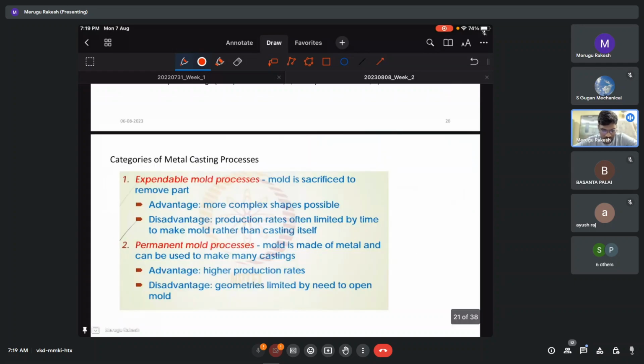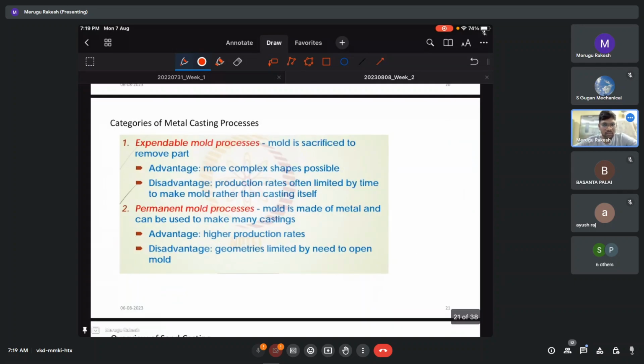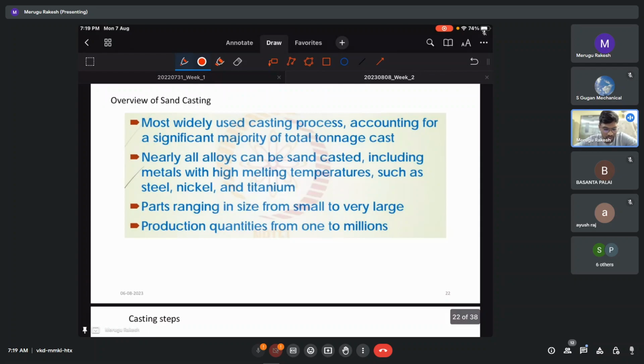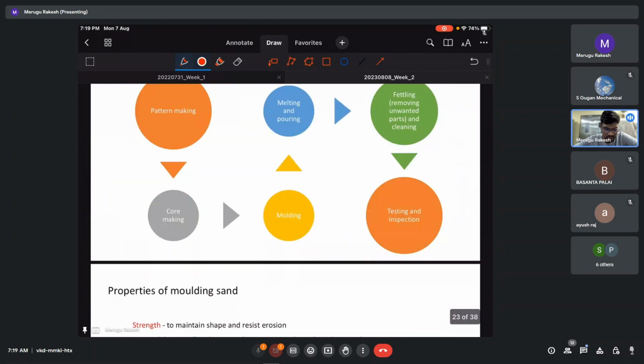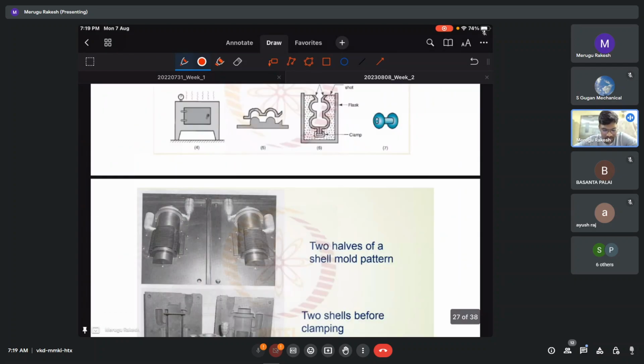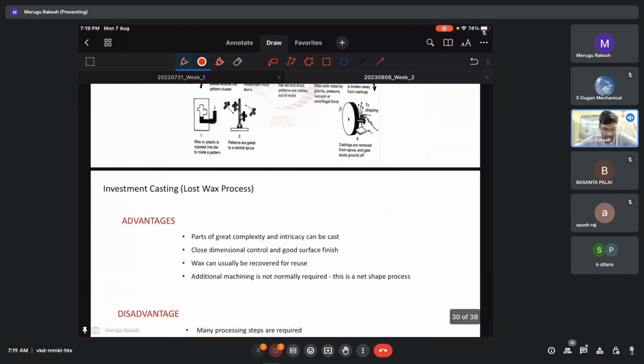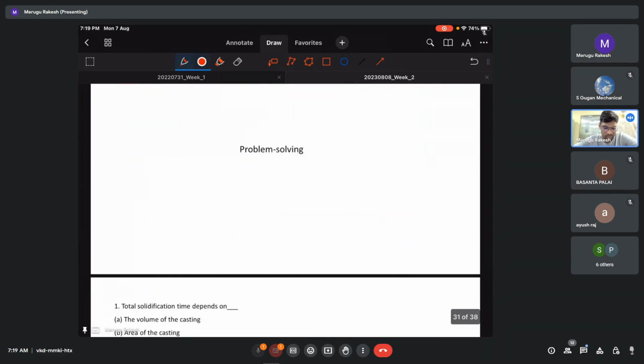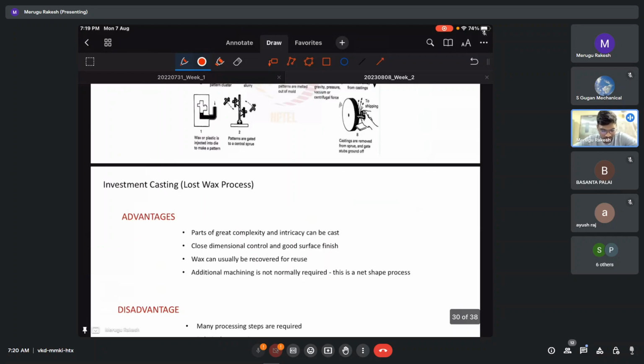Okay, so that is what is explained thoroughly in the textbook. So let us see some of the casting process. Then I will try to complete this casting process. Then we'll go to sand casting and shell mold casting. Once they are done, investment casting, then we'll go to the problem solving. So I'll be explaining very quickly, one by one.